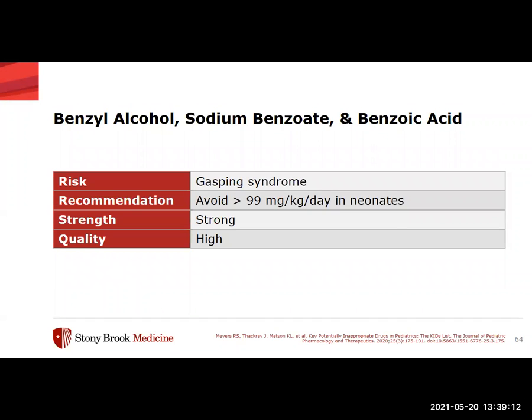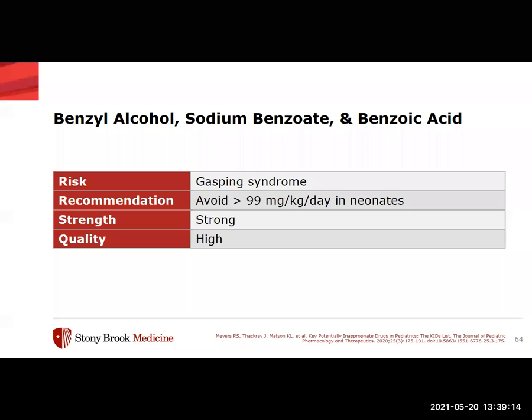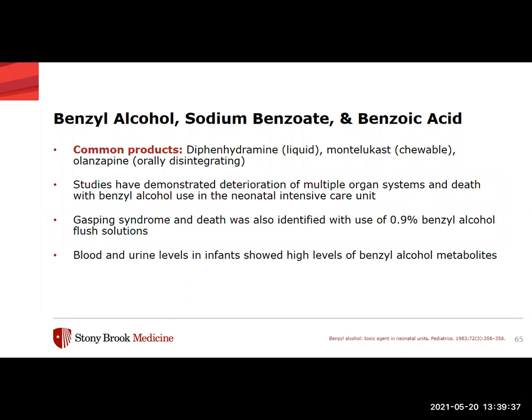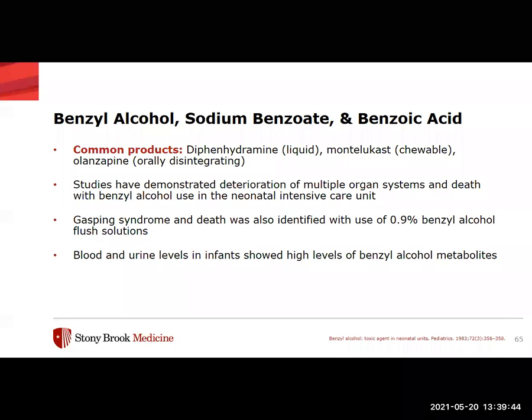Our first excipient class includes benzyl alcohol, sodium benzoate, and benzoic acid. This class carries the risk of gasping syndrome, which is a life-threatening condition characterized by multi-system failure and death in neonates following the administration of benzyl alcohol. So in order to avoid this, the KIDS list recommends the avoidance of doses greater than 99 milligrams per kilogram per day in the neonatal population. Benzyl alcohol, sodium benzoate, and benzoic acid are commonly found in products such as liquid Benadryl and some formulations of chewable montelukast and orally disintegrating olanzapine.